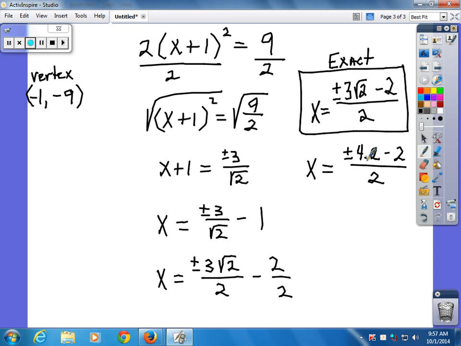Makes it easier. What's $4.20 minus $2? And what's $2.20 divided by 2? So there's your one x-intercept.